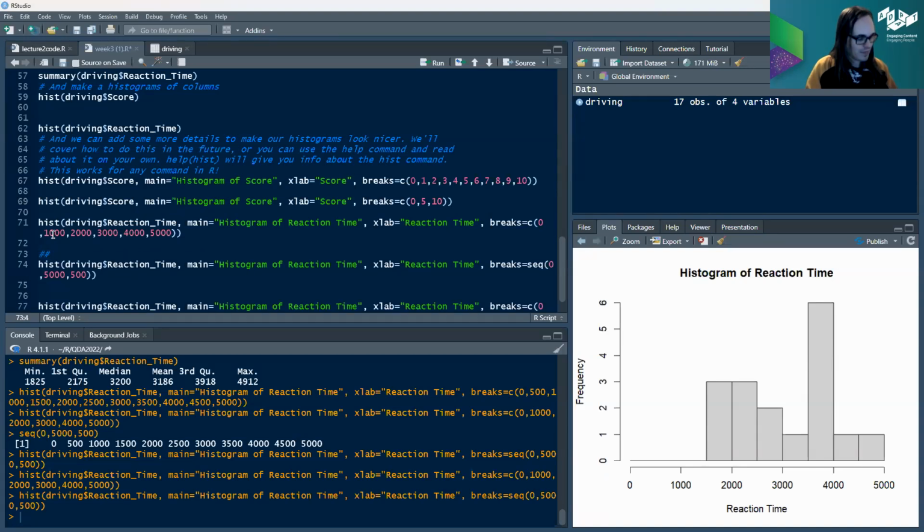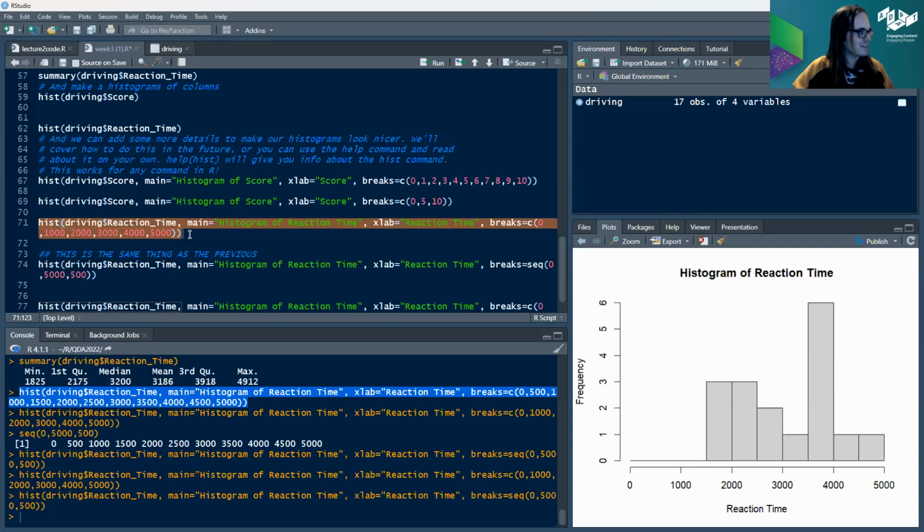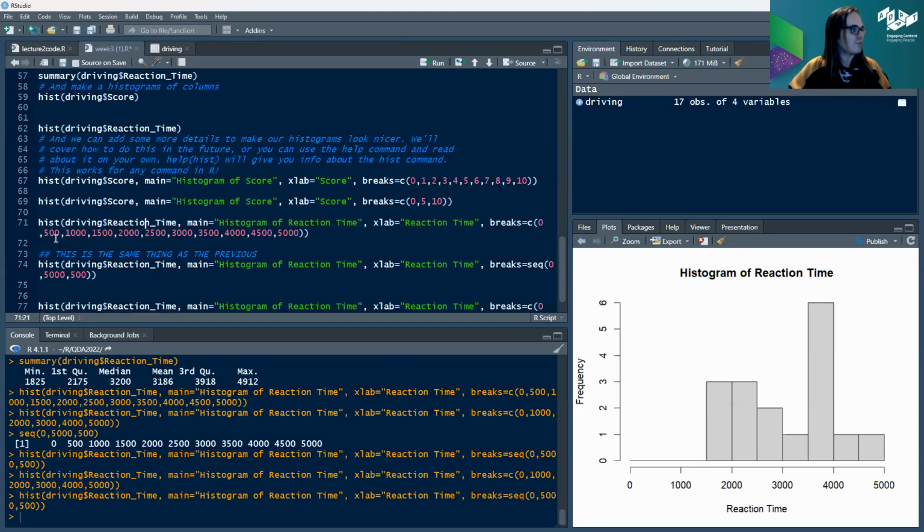But I could write, this is the same thing as the previous. So instead of writing out every single break, this is the same thing as this one. Where is it? 500,000. Yeah, this is the same as this one. Oh my God, he's lost his touch. He was so good at programming just moments ago. Yeah, now this one where I break every 500 is the same thing as using this sequence command.